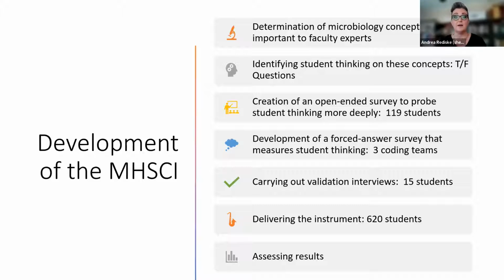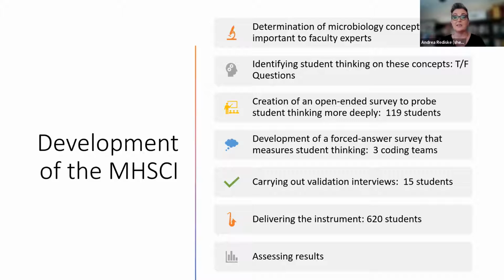From there, we developed a forced answer survey, so a multiple choice test. We had a correct answer and then distractors, and the distractors for the multiple choice test all were based on student misconceptions. We used 3 coding teams to do all of the qualitative assessment. And that was, again, a long iterative process.